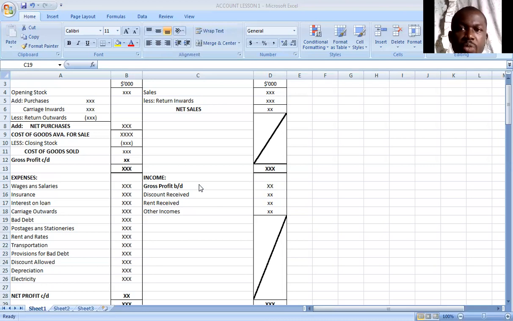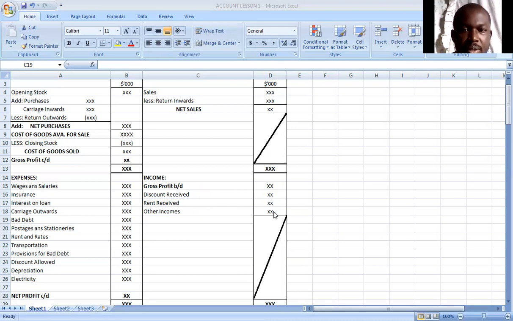Now, when we receive rent, maybe we have a place we give out on rent, when people pay the XYZ business, we call that rent received, and it's an income to us. And the next one is other income. There could be other kinds of income depending on the question given.